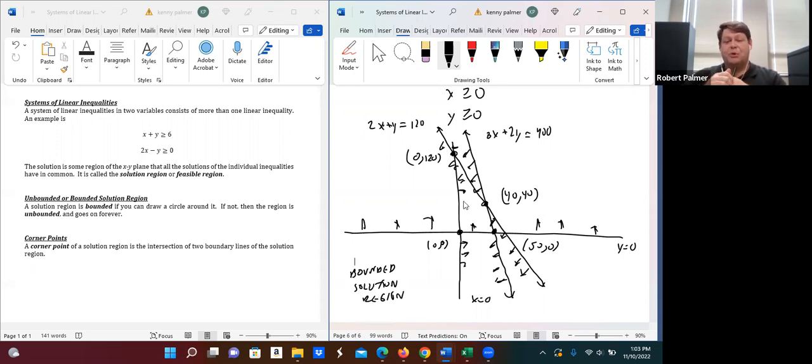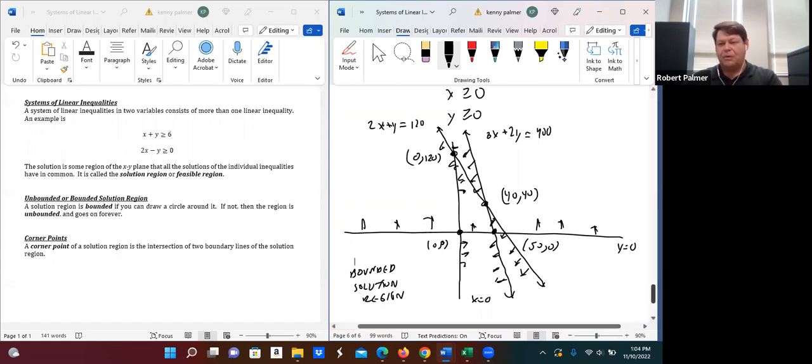And as we'll see in a future video, we'll talk about what's called linear programming or optimization. You want to find a maximum value on a region like this. Any point in this region, including those boundary lines, are solutions. But if you want to find the maximum or minimum value that gives you your best solution, then it turns out it's going to be one of these corner values.